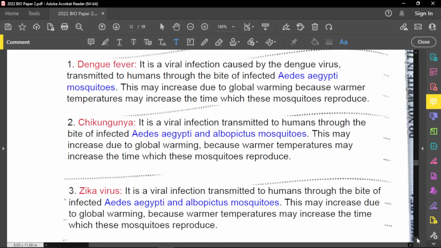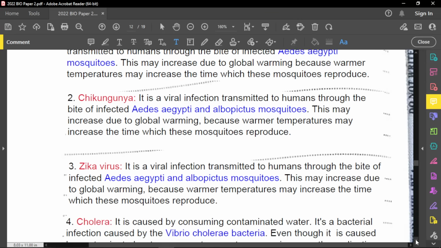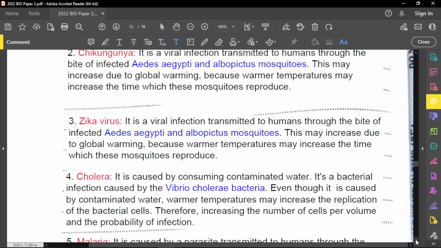All right, it said this may increase due to global warming because warmer temperature may increase the time in which these mosquitoes reproduce, just as with dengue fever. Again, these are overlapping information, but again, they say list two and explain both of them. And for the third option here that you can have is Zika virus. Again, this is also a viral infection transmitted to humans through the bite of the infected Aedes aegypti or also the Albopictus mosquitoes.